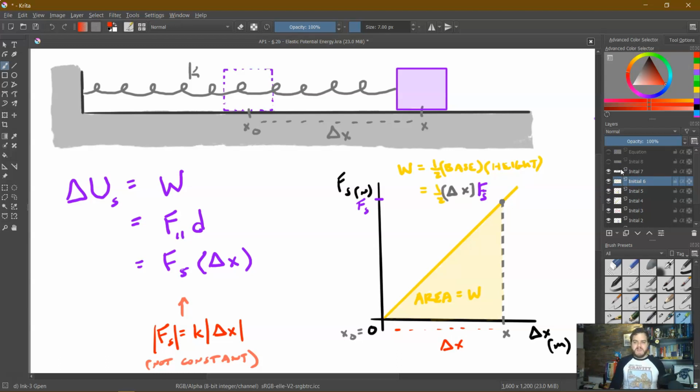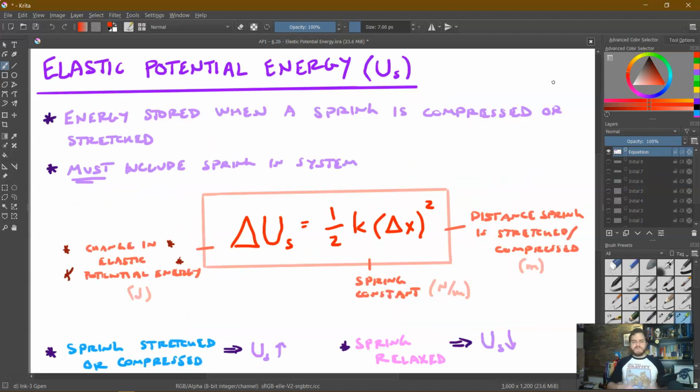That would be 1/2 delta x times the spring force. I substitute in my equation for spring force, and I get 1/2 delta x times k delta x. You can multiply those delta x's together, and we end up with 1/2 k delta x squared. And this is actually the equation for the elastic potential energy, which we abbreviate U_S, of a system. So the elastic potential energy, which is often just colloquially called the spring potential energy, but elastic potential energy is a better term, is the energy stored when a spring is compressed or stretched.